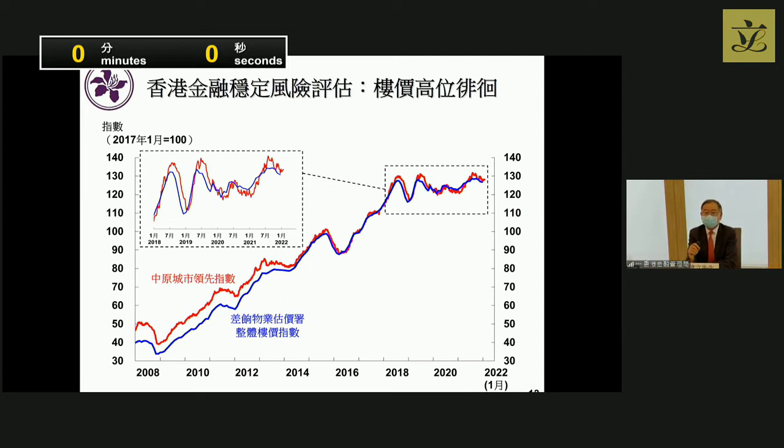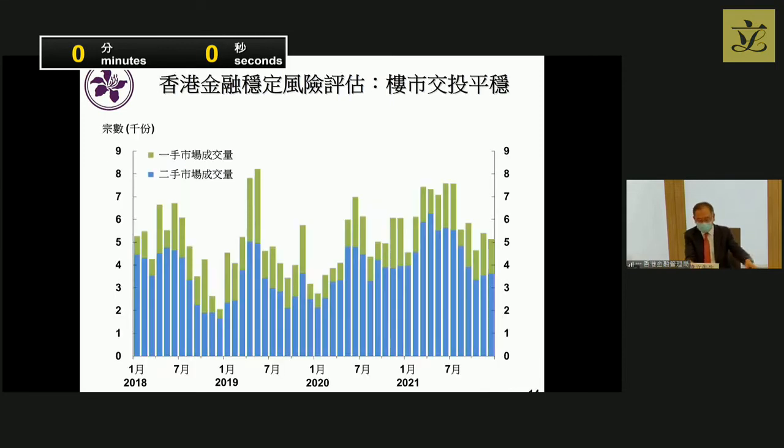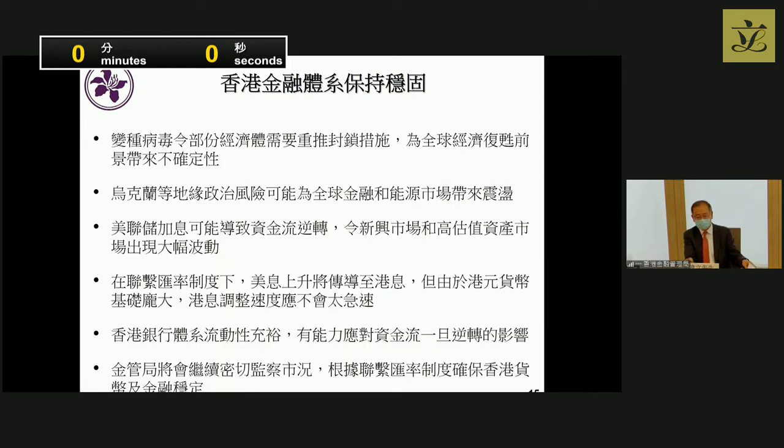this squarish chart shows you the situation last year. The property prices rose by 3% on the whole. In the beginning of this year, the prices somewhat eased, albeit at a stable level. In the fourth quarter, the transaction volume also remained stable. In the first quarter of this year, we recorded a reduction in transaction volume because of the pandemic.